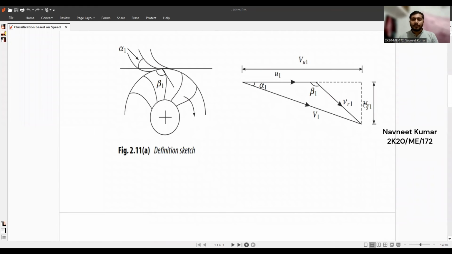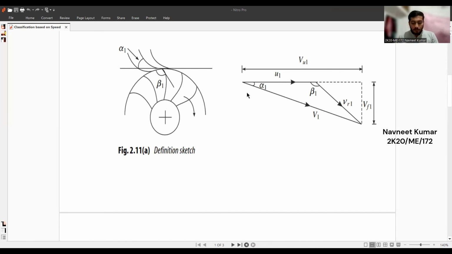This is the inlet velocity triangle of the Francis turbine. At the entry of the water into the runner, we want it to enter without any shock. For this to happen, the absolute velocity V1 is guided inside by a guide vane angle alpha 1, such that the relative velocity VR1 meets the runner blade tangentially. This angle beta 1 is called the blade angle, and this angle alpha 1 is called the guide vane angle.